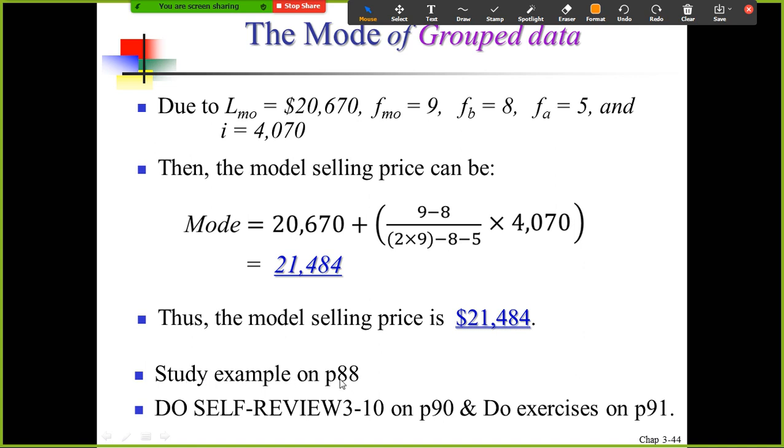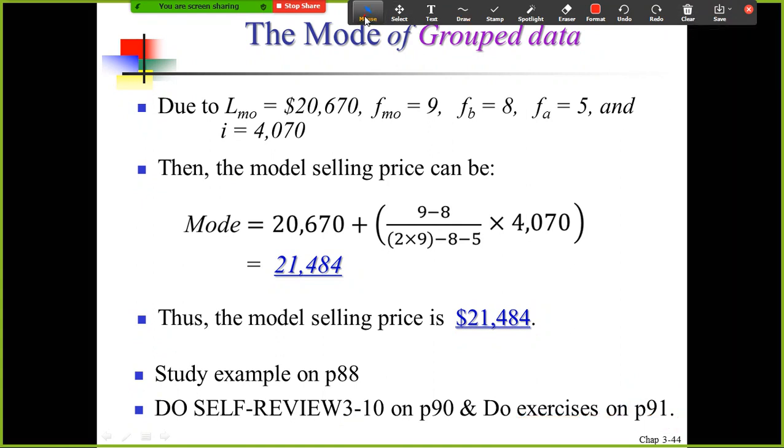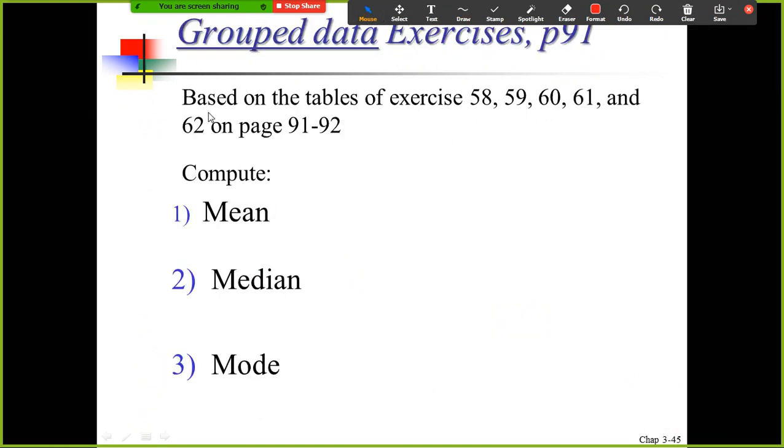Okay, you can study the other example on page 88, and Self Review 3.10 on page 90. And the exercise as homework, page 91. Exercise as homework, page 91.